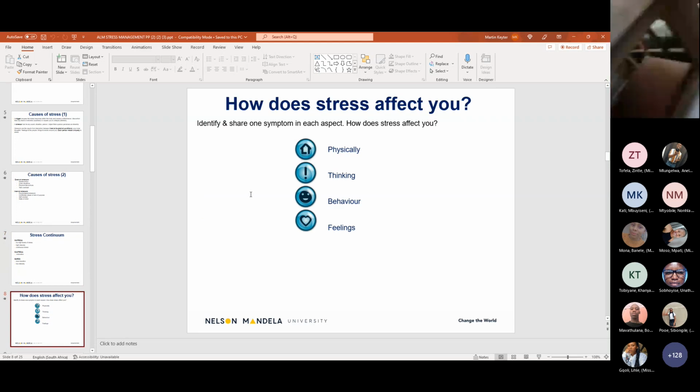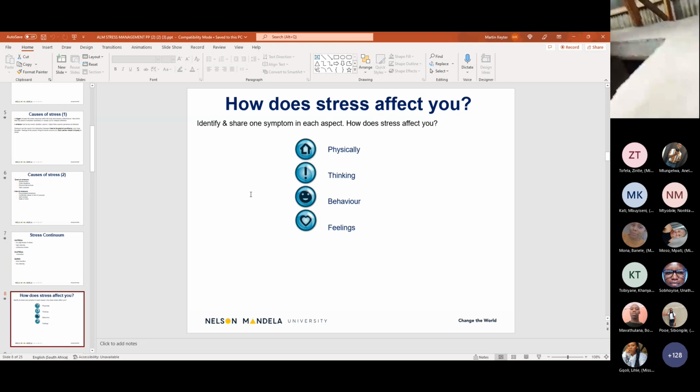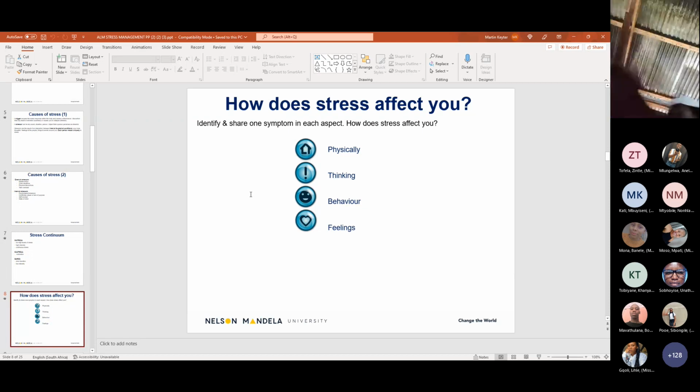So how does stress affect you? Identify and share one symptom in each aspect. How does stress affect you? Physically, how do you pick up from your body signs that you are under stress? Remember, your body has signs because there's a connection between mind and body when stress arises. So what is it? Sweaty palms? Do you get a stiff neck? Do you get headaches?